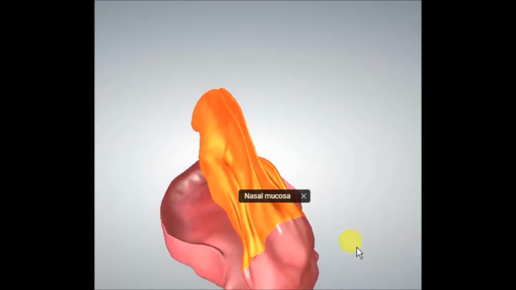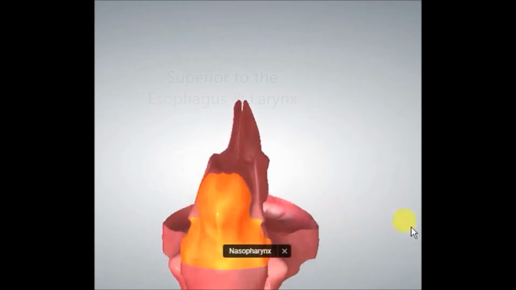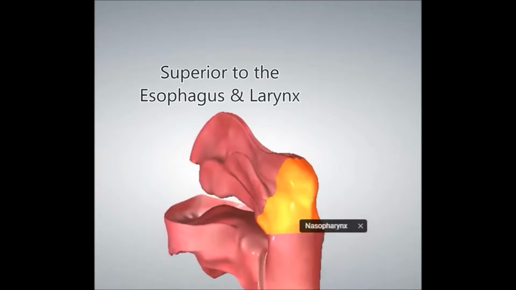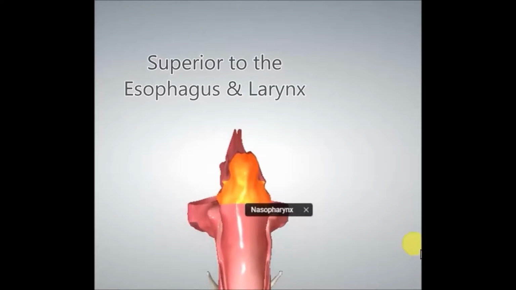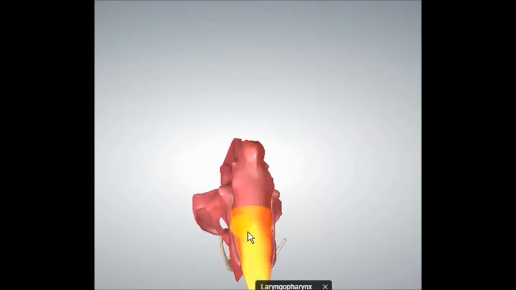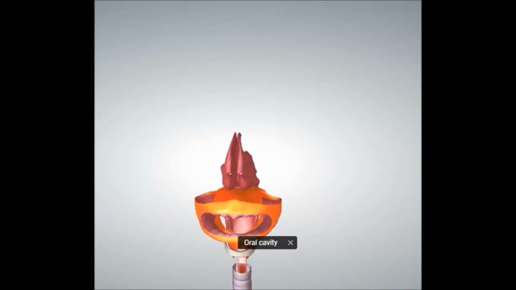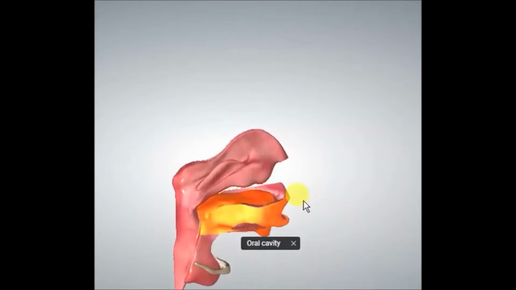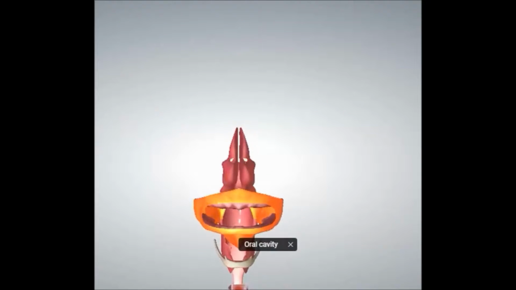This is the part of the throat situated posterior to the nasal cavity and the mouth. It's superior to the esophagus and the larynx, and it plays an important role in vocalization. It's part of a trio belonging to the pharynx, which includes the nasopharynx, the oropharynx, and the laryngopharynx. Okay, so the oral cavity, which is basically the mouth, has three different names. So it has the mouth, the buccal cavity, which comes from the Latin bucca, cheek, and also the Latin cavum oris.